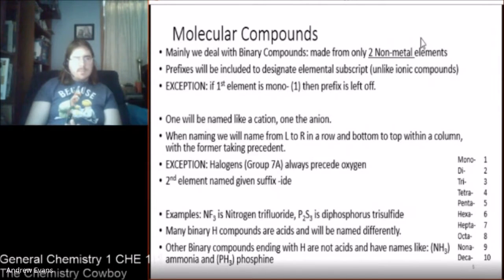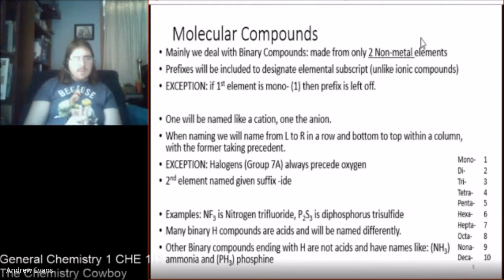Now, when we name these guys, typically we're going to name them from left to right in the periodic table and from bottom to top within a column, with the guy further down or further left taking precedence, usually. There's an exception to this as well, but carbon is to the left of oxygen, so carbon gets named first. In the case of nitrogen and oxygen, nitrogen is to the left of oxygen. Nitrogen gets named first. So NO would be nitrogen monoxide. NO2 would be nitrogen dioxide. NO3 would be nitrogen trioxide.